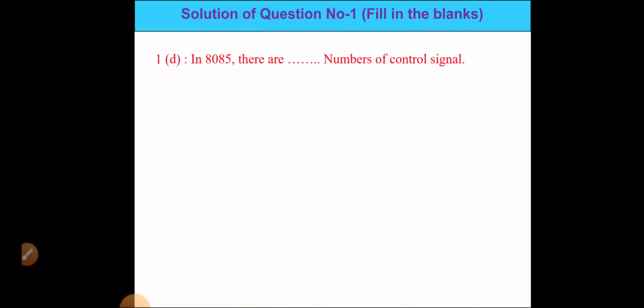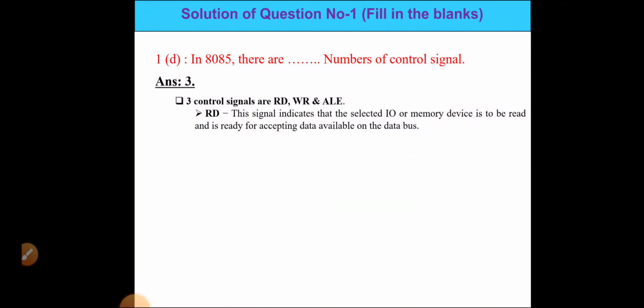Next: in 8085 there are dash number of control signals. In 8085 there are three control signals. These are read, write and ALE. These are the three control signals used in the 8085 microprocessor.